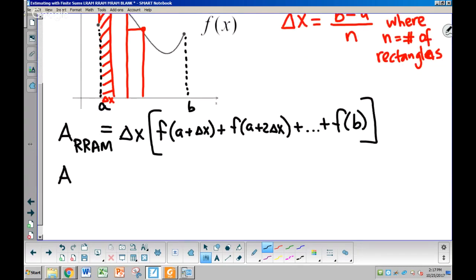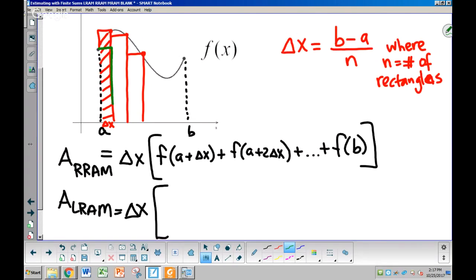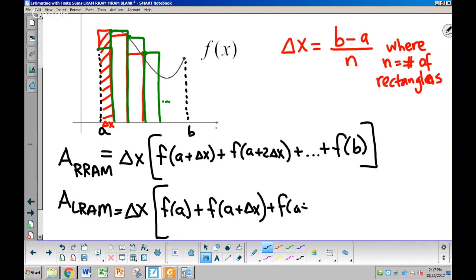All right, so what would LRAM be? Delta x times, now I'm going to start with the left edge. On my picture, here we go, left edge, here's my first rectangle. Let me draw for the people at home. This is LRAM, I'm using the left vertices, and I'm going to put a dot, dot, dot here, okay? So the first height I use is f of a, you're right, plus f of a plus delta x, good, plus f of a plus 2 delta x, plus dot, dot, dot, plus f of b minus delta x, I can't fool you guys, good. And with LRAM, you don't use the last height.